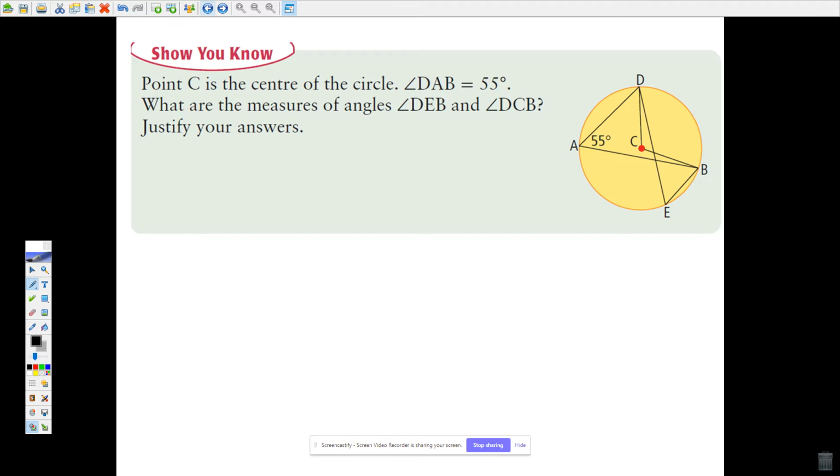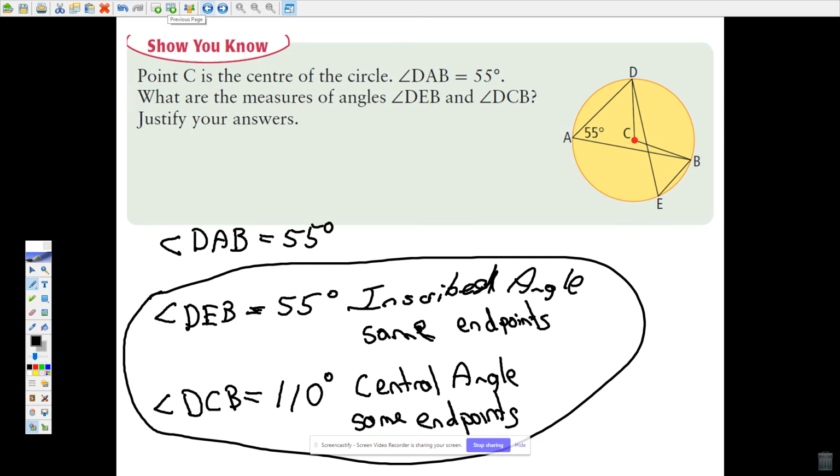So it says point C is the center of the circle. Here's the center of the circle. DAB is 55. What are the measures of DEB and DCB? As well, you need to justify your answers. Please pause now and give it a try. Now that you've had a chance, here are the answers.